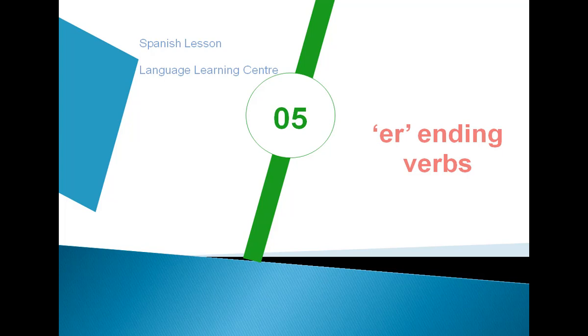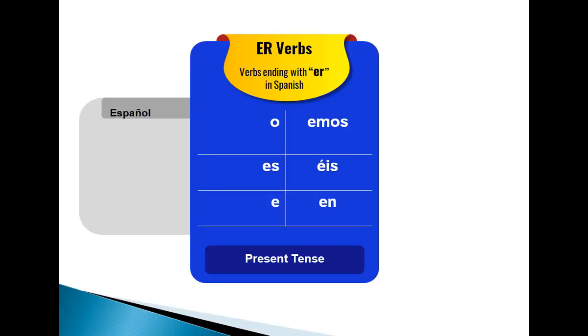So in the last lesson we talked about AR ending verbs, and in this one we'll be going through ER ending verbs. Yes, in the Spanish language, verbs are divided into three categories: AR ending verbs, one that ends with ER, and the third one that ends with IR. And over here we go with ER.